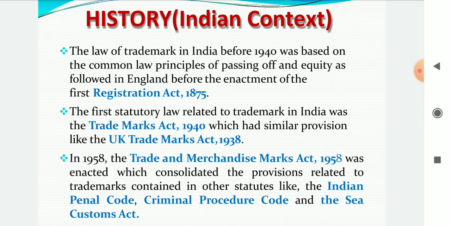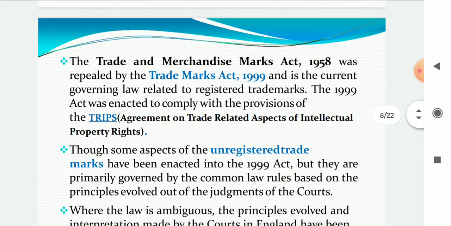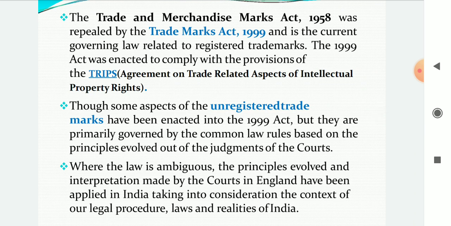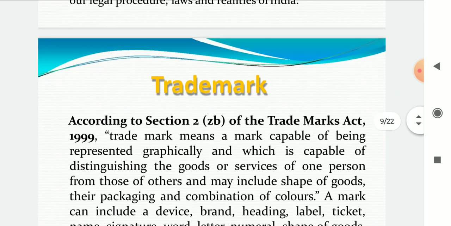The Trade and Merchandise Marks Act 1958 was enacted and consolidated the Indian Penal Code, Criminal Procedure Code and the Customs Act. The Trade and Merchandise Marks Act 1958 was repealed by the Trademark Act 1999, which is also in line with the provisions of TRIPS. The unregistered trademarks have been addressed in 1999. This is some history of trademark.